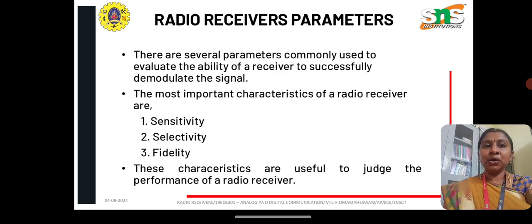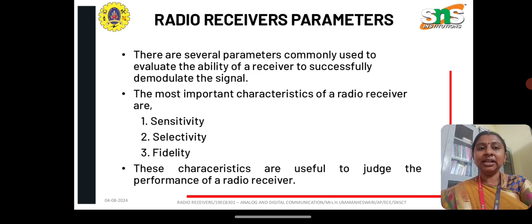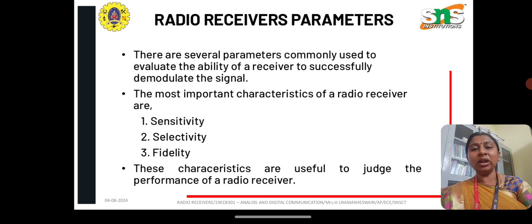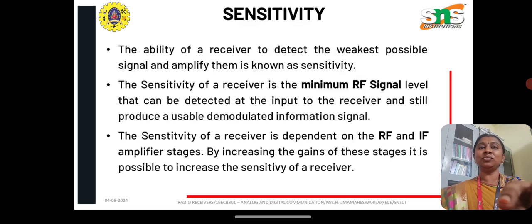The various radio receiver parameters, which we'll call the characteristics of a radio receiver, are sensitivity, selectivity and fidelity, where these characteristics judge the performance of a radio receiver. There are several parameters which are commonly used to evaluate the ability of a receiver to successfully demodulate the signal.